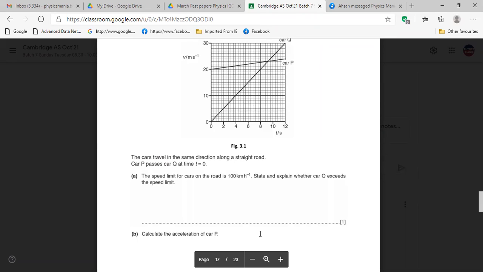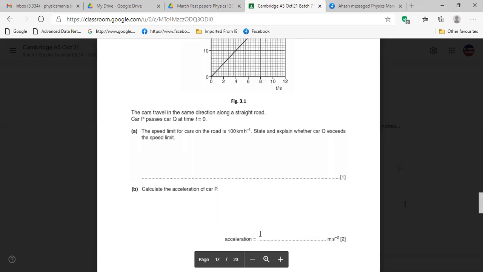Hassan, what did you get? Sir, 20 minus 0 divided by 12. Again, you are saying 0. Hassan, I said P. What is the initial velocity of P? It is A level, Hassan. We will not give you some easy thing. Say it in decimal, don't say fraction. 0.333, so 0.33 meter per second square. Very good.